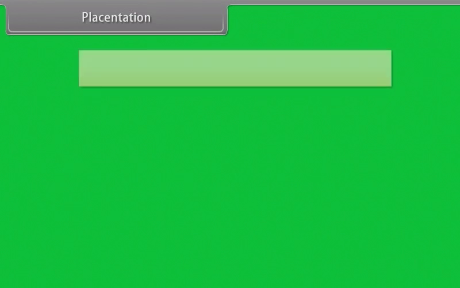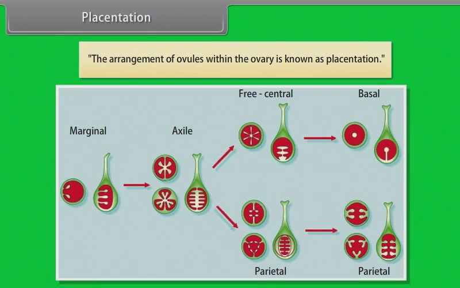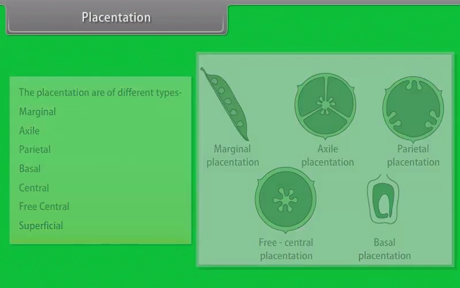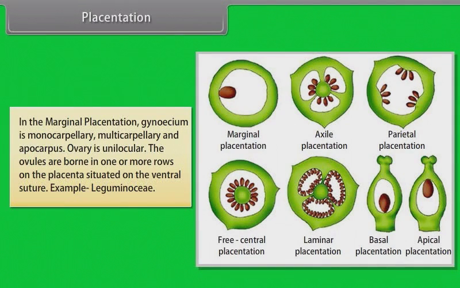Placentation. The arrangement of ovules within the ovary is known as placentation. The placentation is of different types: marginal, axial, parietal, basal, central, free central, superficial. In the marginal placentation, gynoecium is monocarpellary, multicarpellary, and apocarpous. Ovary is unilocular. The ovules are borne in 1 or more rows on the placenta situated on the ventral suture.